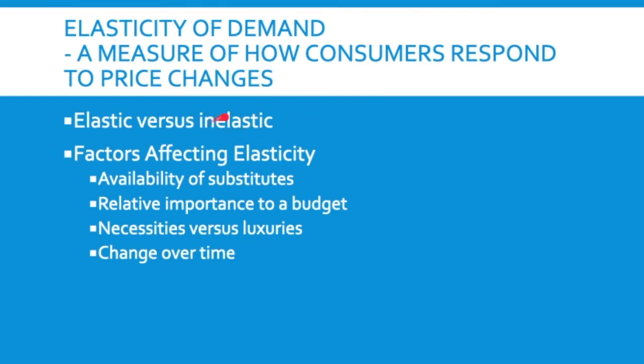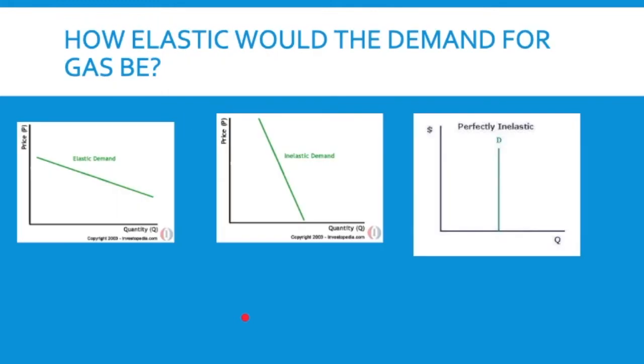People would still buy the same number of cars, but over time, if they saw the price of gasoline staying high consistently, then they might start shifting to a more elastic demand and decide to make a leap to electric cars. So let's look at some examples of these things. How elastic would the demand for gasoline be?